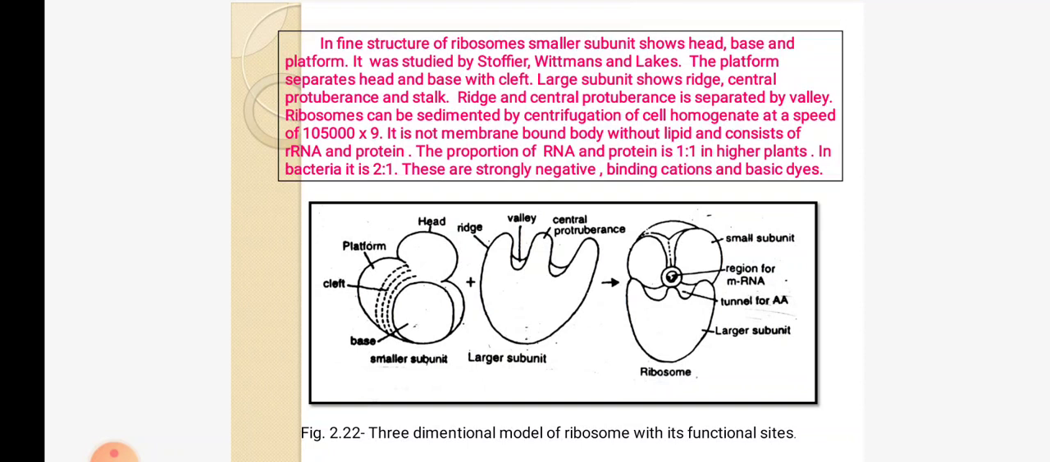See this figure. A 3-dimensional model of the ribosome with its functional sites. The smaller subunit shows head, platform, cleft, base. The larger subunit shows ridge, valley, protuberance. And when they are associated, it shows a tunnel for amino acids.